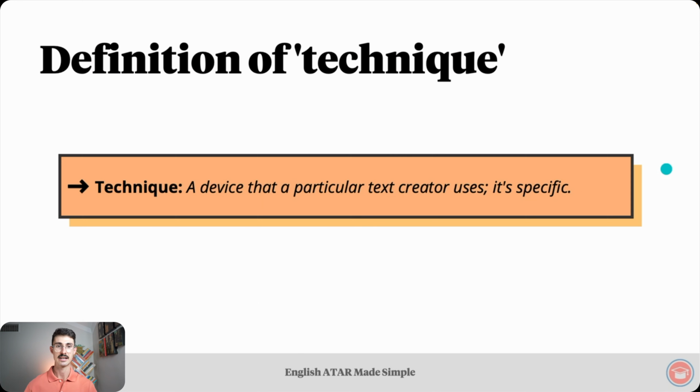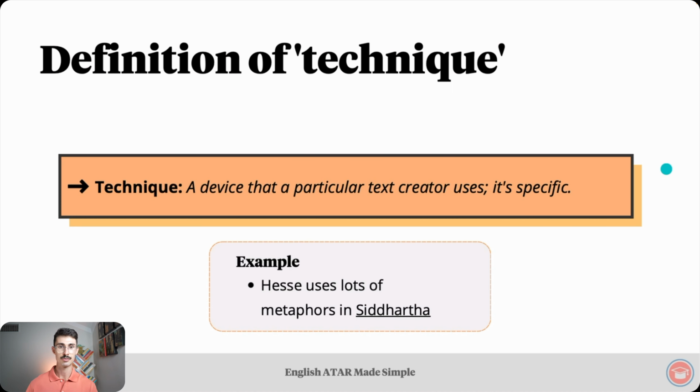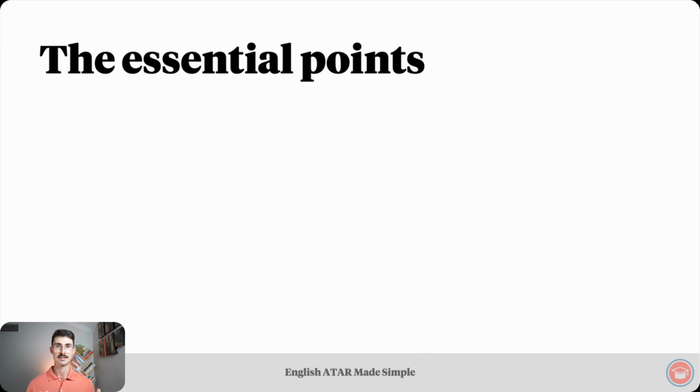Definition of technique. A technique is a device that a particular text creator uses. It's specific. Technique and device are basically the same thing, but the technique is what a text creator is using. You might say that a text creator is known for the devices that they use. Example, Hesse uses lots of metaphors in Siddhartha. Never know how to pronounce the author's name, Hesse or Hess. Either way, in that book, there are lots of metaphors. Those are the definitions and some examples for those 4 words that we've just had a look at.